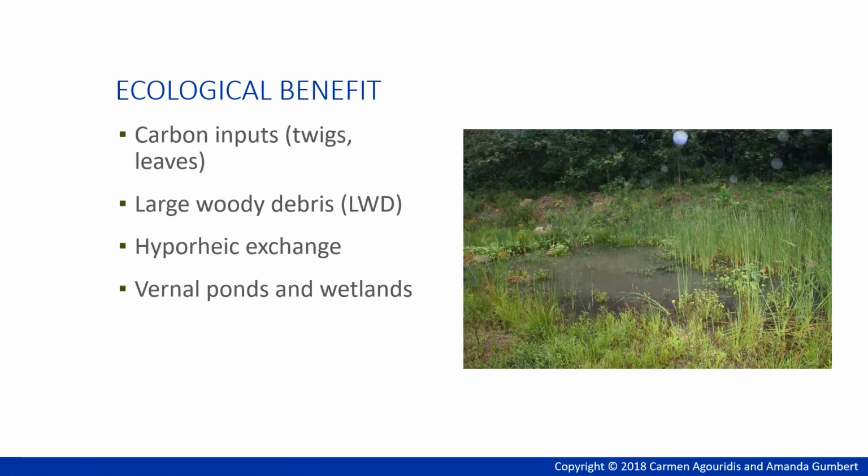Riparian buffers support many ecological processes through carbon inputs in the form of leaves and twigs, large woody debris that can serve as habitat, hyporheic exchanges that can support habitat and improve water quality, and vernal ponds and seasonal wetlands. Seasonal water features such as vernal ponds, as shown in the photo here, and seasonal wetlands are great habitat for frogs and salamanders. These water features serve as reproductive areas for these creatures, and because they dry out, fish cannot survive and thus eat their eggs.